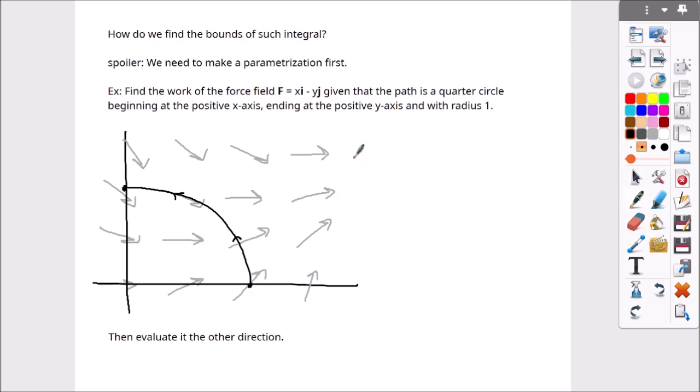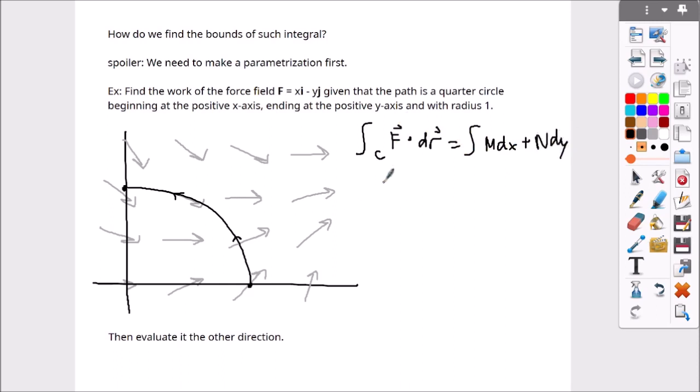How do we find the bounds? We'll make a parameterization, and then we'll try to find the bounds that way. So find the work of the force field F, which is x i-hat minus y j-hat, given that the path is a quarter circle beginning at the positive x-axis and ending at the positive y-axis with radius 1. So what's the parameterization? Well, first of all, let's calculate what M dx plus N dy is. So the integral along the path C of F dot dr is equal to the integral of M dx plus N dy.